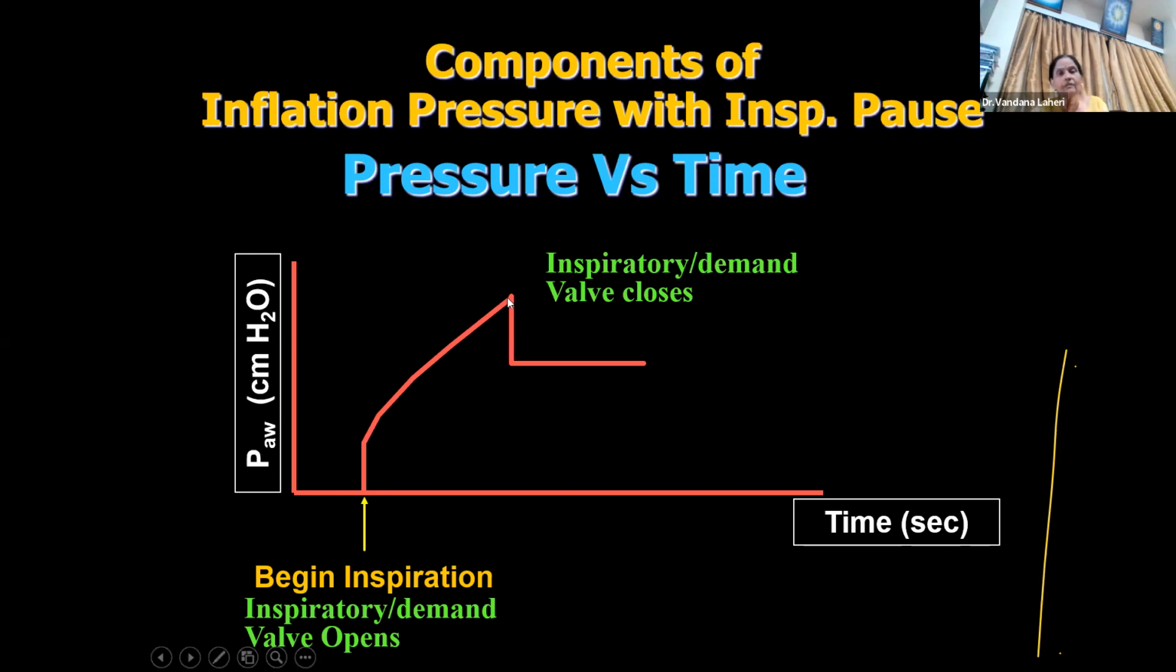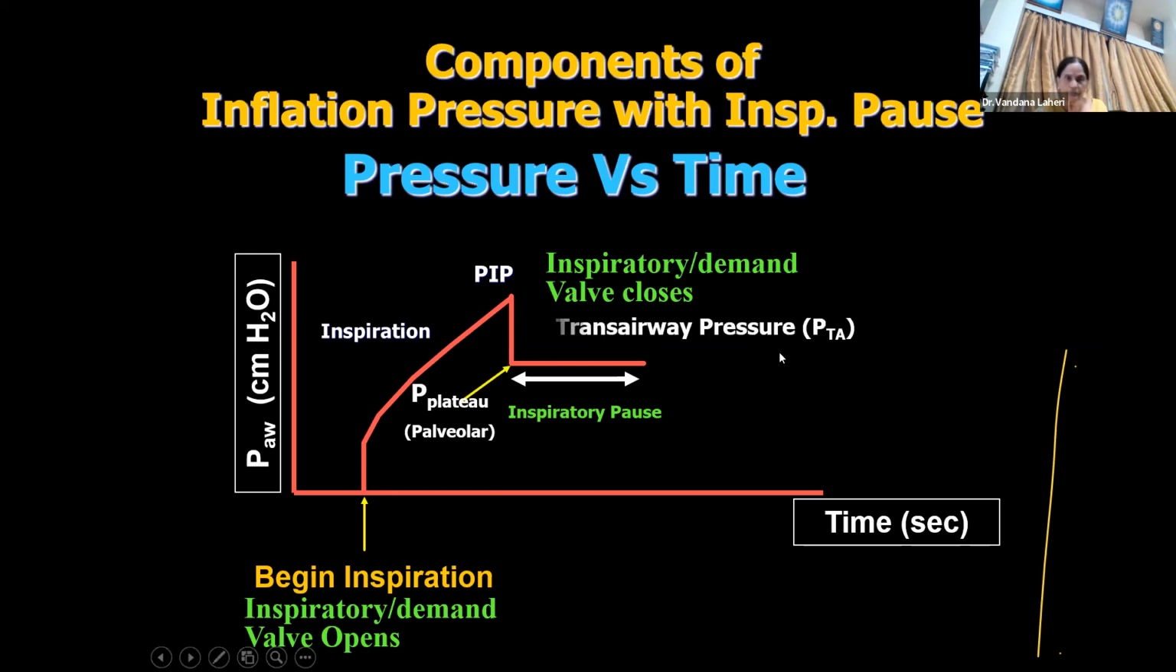Then the alveolar pressure rises. Here, what happens? Flow is zero. Pressure comes here, okay. So this is inspiration. This is PIP, peak inspiratory pressure. This is P plateau or P alveolar pressure. This is called inspiratory pause. This is called trans airway pressure.